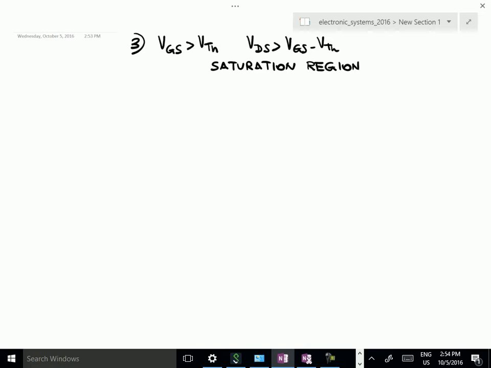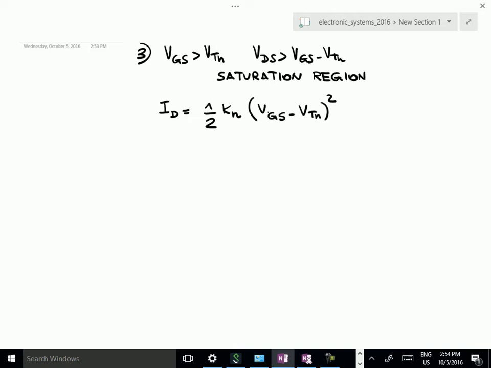In this saturation region, we have a different expression for the drain current, which is given by this quantity. All the quantities have been already defined. We have 1/2 times this Kn times the overdrive to the square.